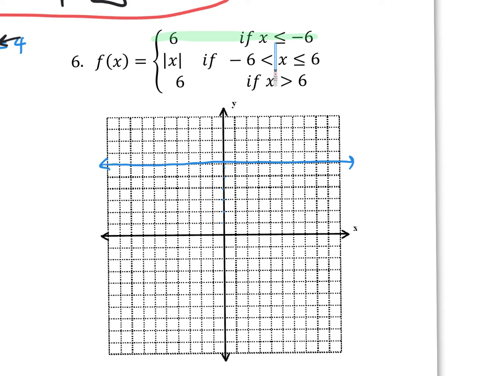Where do we care about this function? Less than or equal to negative 6. Negative 6 on the x-axis. 1, 2, 3, 4, 5, 6. Negative 6 is here. It's a closed dot. And which way do we go? Left. We like it to the left, so I'm going to go ahead and get rid of to the right. And I'm going to get rid of my guideline. And as Beck said, close that dot.